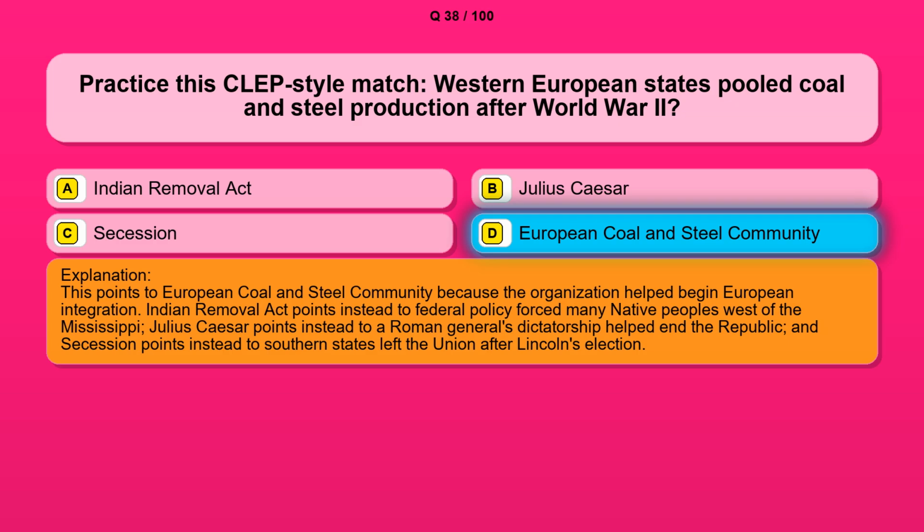This points to European Coal and Steel Community because the organization helped begin European integration. Indian Removal Act points instead to federal policy that forced many native peoples west of the Mississippi. Julius Caesar points instead to a Roman general's dictatorship that helped end the Republic, and secession points instead to southern states leaving the Union after Lincoln's election.